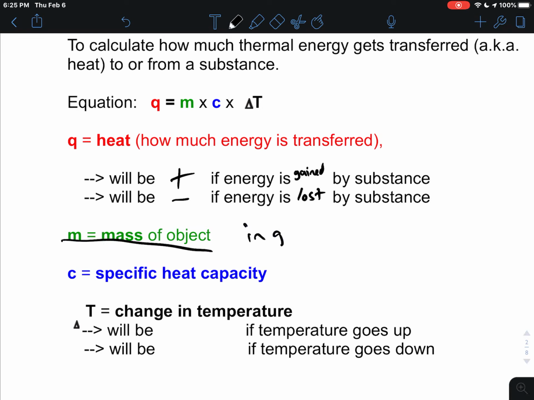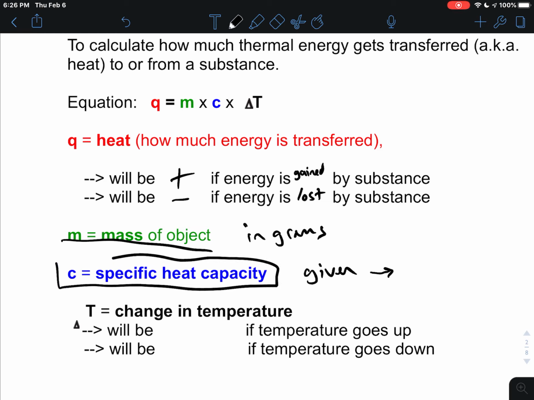Again, as I stated before, M is the mass. That needs to be in grams. And then C is the specific heat capacity. This needs to be given to us. Specific heat capacity is the ability of a material to change its temperature when gaining or losing energy. Basically, this value tells you if something is an insulator or a conductor. And then lastly, delta T, the change in temperature. If an object is gaining energy, then the delta T will be positive because the temperature will increase. And if our temperature goes down, then our delta T will be negative because it's decreasing.